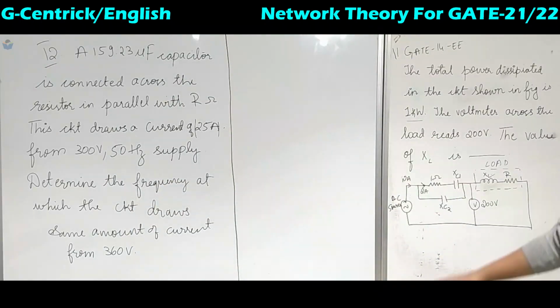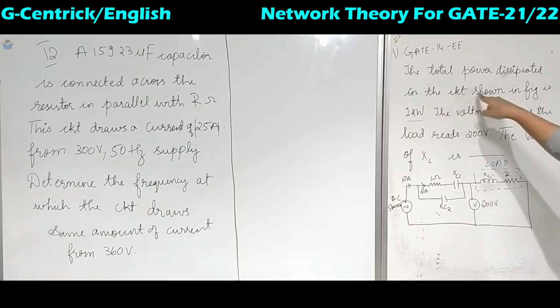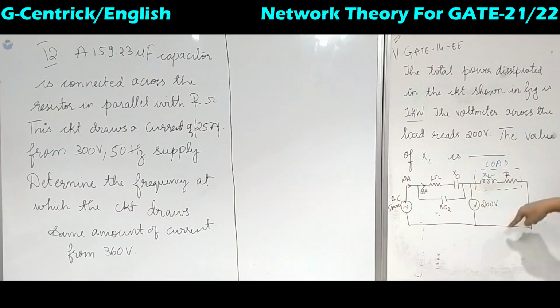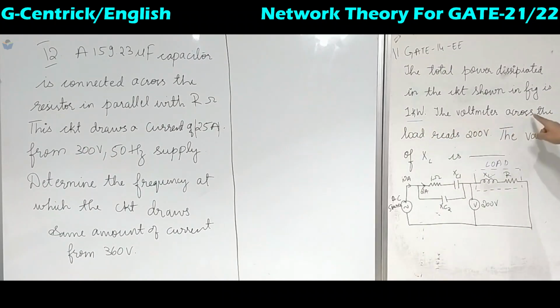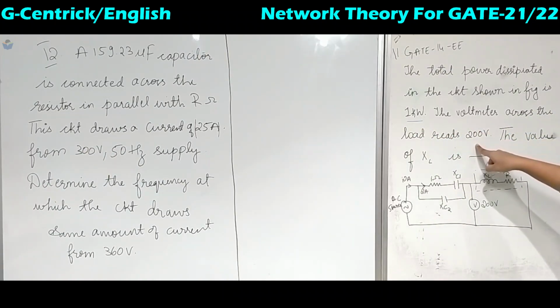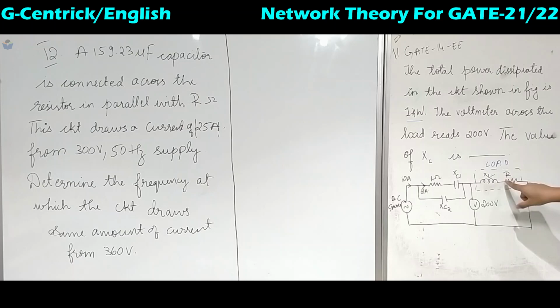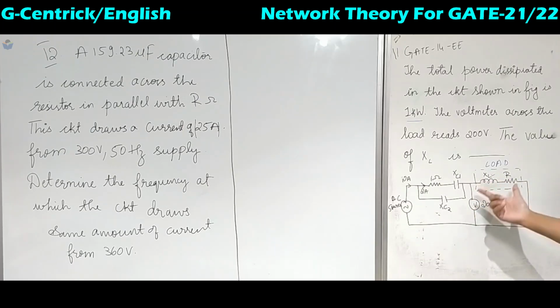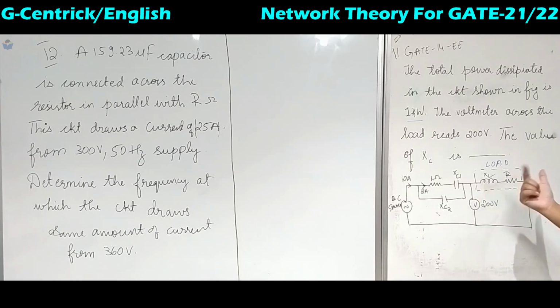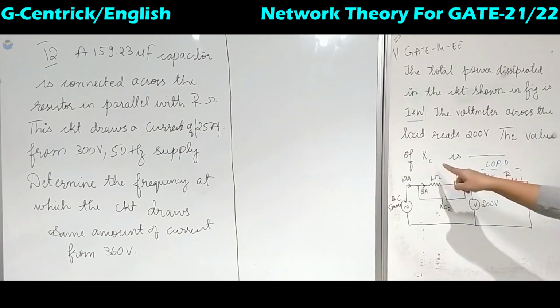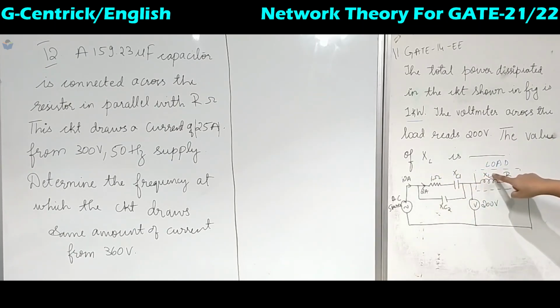Now the total power dissipated in the circuit shown, this whole circuit, is 1 kilowatt. The voltmeter across the load reads 200 volts. This is the load XL plus R, and this is the voltmeter connected across this load. That reading is 200 volts, and they have asked to calculate the value of XL. So we have to find the value of this XL.